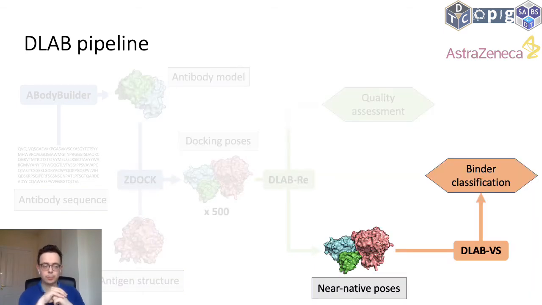Using the output from the DLAB-RE, we then make a classification into either binder or non-binder, i.e. do we believe that a particular antibody-antigen pairing is indeed a binding pairing. For this purpose, we use a second convolutional neural network model, DLAB-VS for virtual screening, which uses as its input poses of antibody against antigen and then creates a binary classification score.